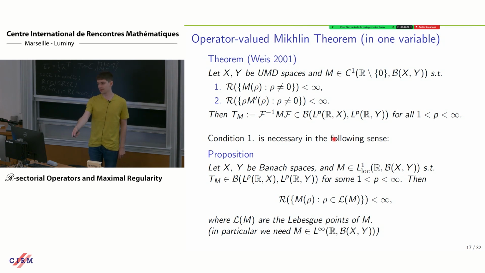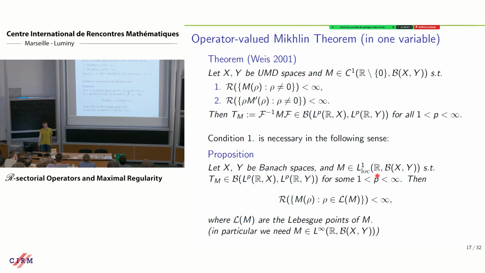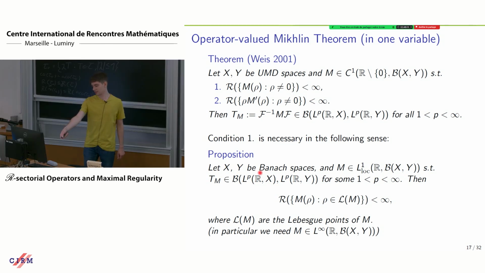So if X and Y are now some general Banach spaces, and we have some general L^1_loc multiplier function m such that we have the L^p boundedness for some p, then this R-bound of m of rho must be finite, where rho is part of the Lebesgue points of m. So what in particular is needed is that m is L infinity, but even a bit more is needed, this R-boundedness of the set. So this somehow shows that this property of R-boundedness indeed is something important in this context.